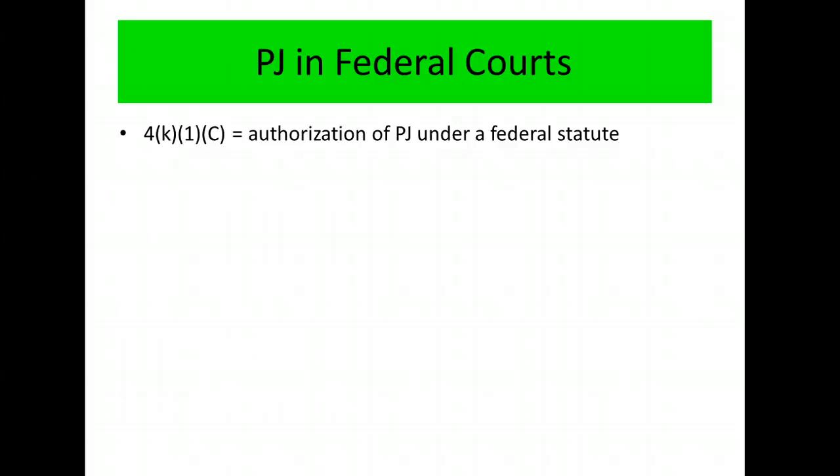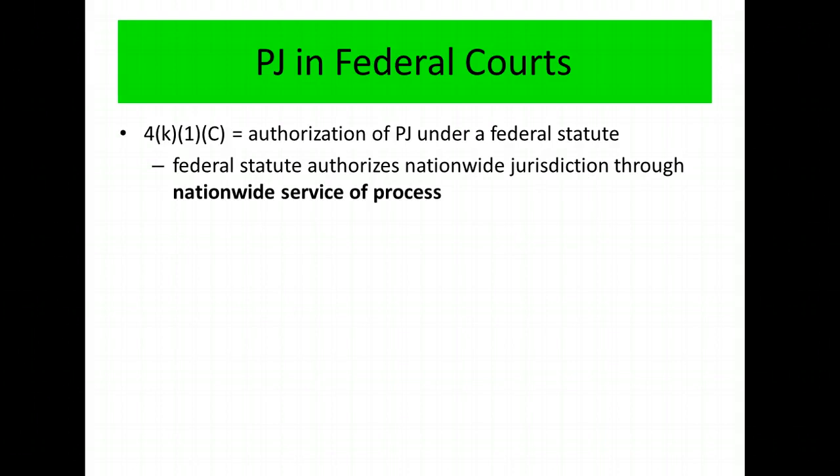Okay, 4K1C basically says if you serve someone and it's authorized by the federal statute under which they're being served, you can have PJ over the person. This is a very, very narrow subset of the rules. The federal statute you're looking at is permitting nationwide service of process. And there are several that actually do this. The Bankruptcy Code does this. Securities regulations do this. And so Congress is basically saying once we've provided for this form of nationwide service of process, and you want to look at it just like that within the statute, what they are basically telling us is that it counts like the defendant's being tagged anywhere, and letting it count as sufficient to exercise PJ.